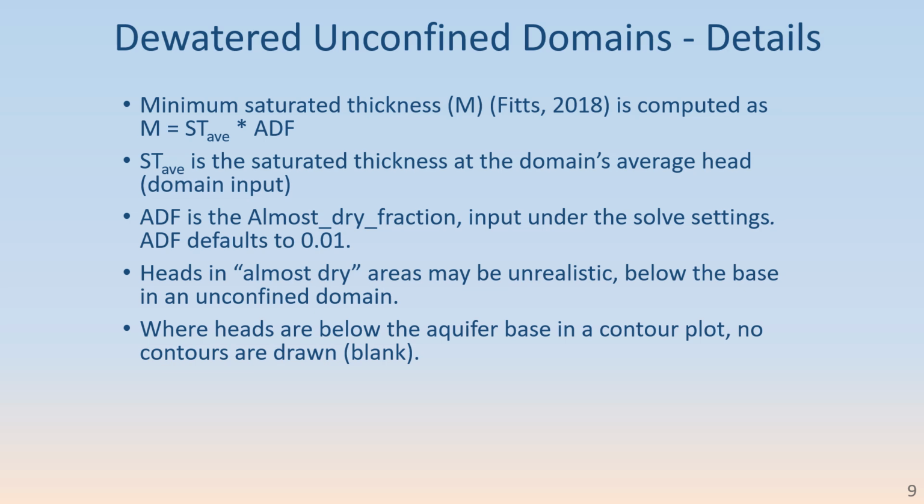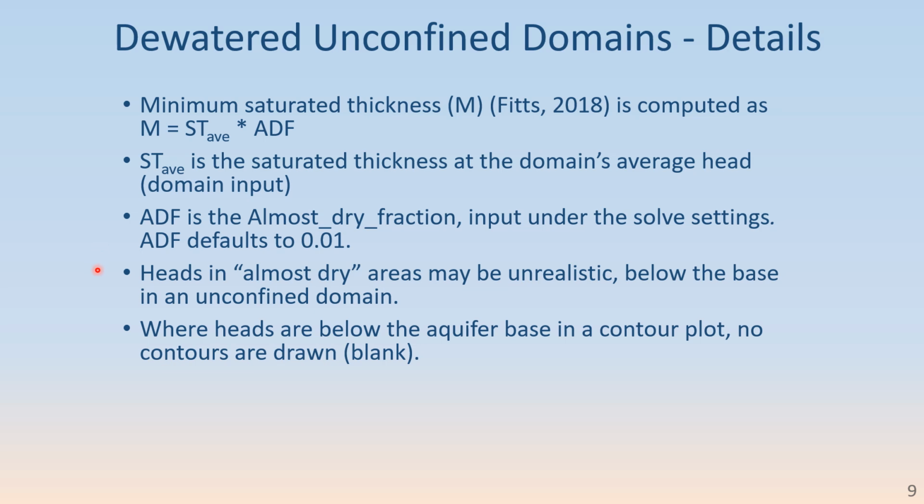Here's how this works in Anaqsim. There is a minimum saturated thickness in an unconfined domain, and that is computed as the saturated thickness at the average head times a factor that we'll call the almost dry fraction, ADF. And by default, that is 0.01 or 1/100th. So this minimum saturated thickness by default is 1/100th of the saturated thickness at the average head. And again, that's specified in the domain input. And this almost dry fraction is input in the solve settings. And I say it defaults to 0.01, but you could make it lower or higher.